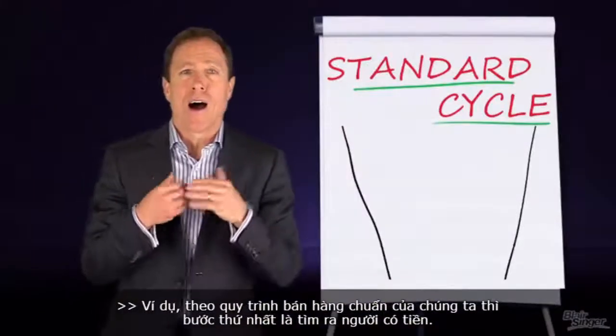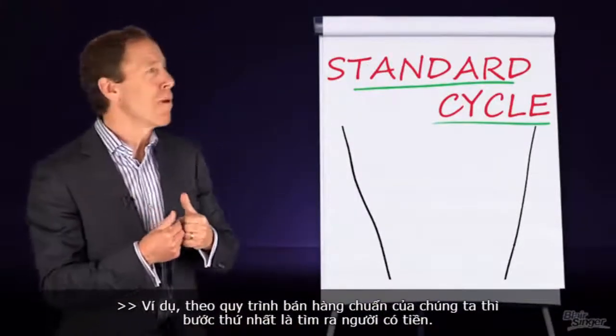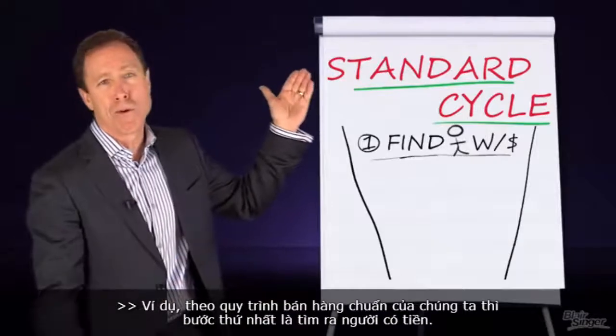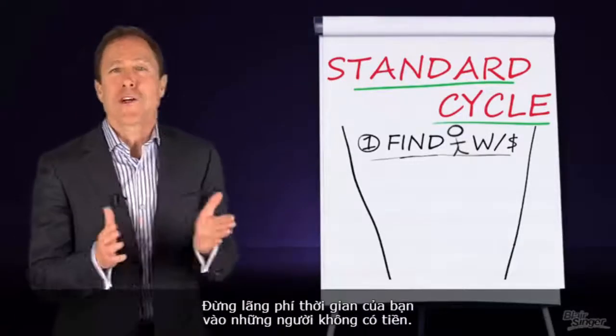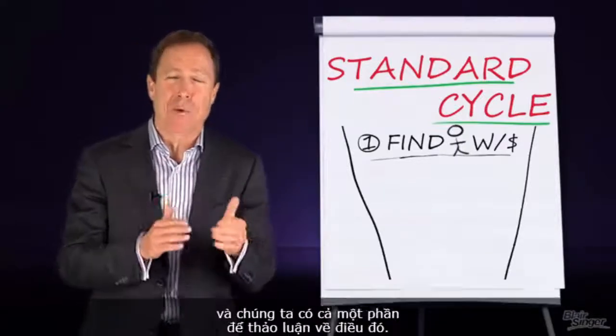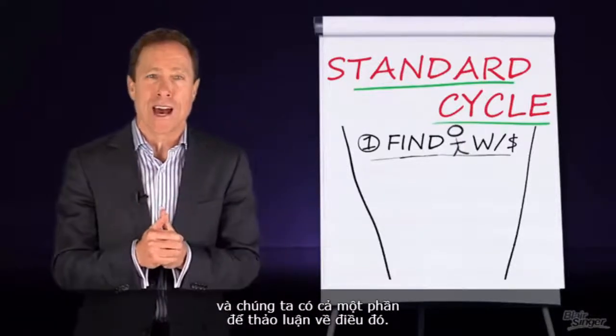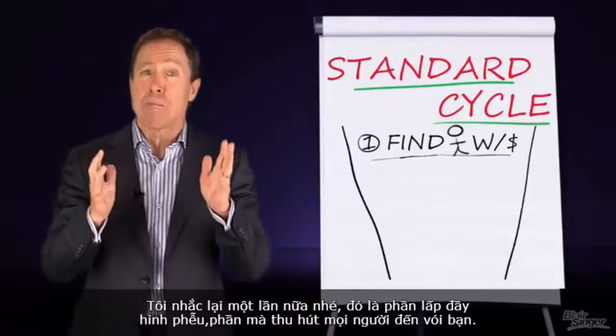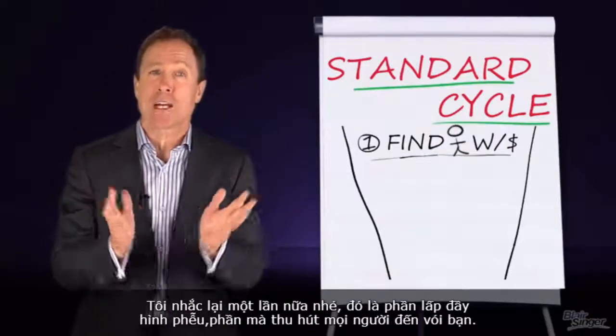For example, our standard selling cycle is step number 1 is to find people with money. That's right. Don't waste your time on people that don't have money. Find people that have a need and have money. And we have a whole section we're going to cover on that. Again, it's the part that fills the funnel, that attracts people to you.